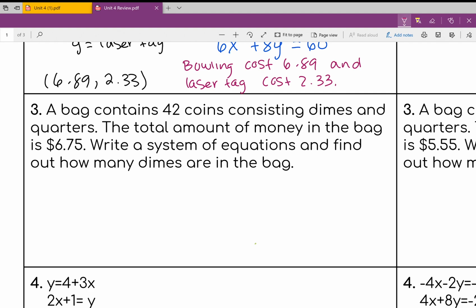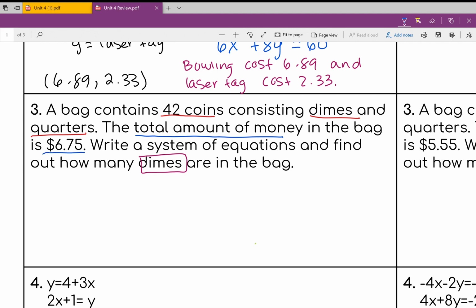Okay, so number 3 says a bag contains 42 coins consisting of dimes and quarters. The total amount of money in the bag is $6.75. Write a system of equations and find out how many dimes are in the bag. So in this case, it only wants us to find dimes. So I'm going to first underline what's going to be in my first sentence. So it's going to be 42 coins that have dimes and quarters. And then in my next one, it's going to be total amount of money and $6.75.